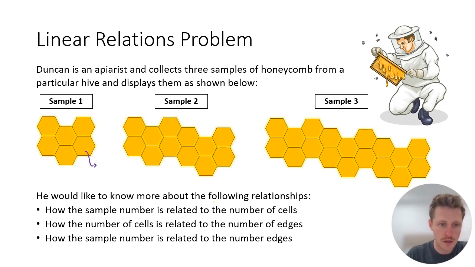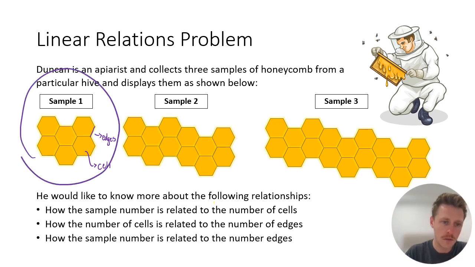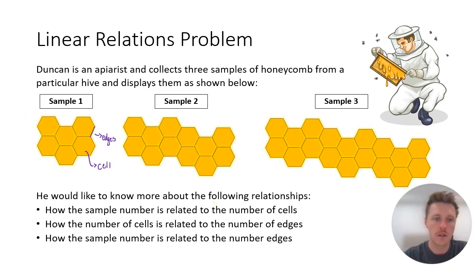So each one of these hexagons is what's called a cell. Okay, you can guess that each one of the lines is called an edge, and the whole thing is called a sample. So we can see that this whole thing here is called sample 1. Okay, so just a bit of terminology we need to wrap our heads around.